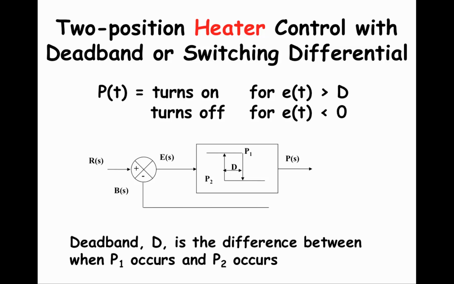In a thermostat with a switching differential or deadband D, for example 2 degrees, the heater does not change its on and off status unless the difference is bigger than the 2 degrees set up. For example, a graph shown here is the deadband, which is between P2 and P1, and the system only turns on if the error is bigger than D, and the system will turn off if the error is smaller than 0.